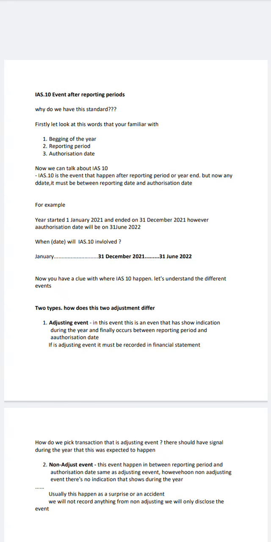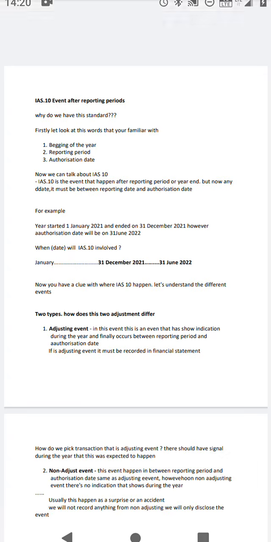Remember, each and every standard has its own principle that must be applied. So firstly, let's understand why we have this standard. We have this standard because there are some events that happen after a reporting period. Firstly, let's look at this word. Why do we have this standard?